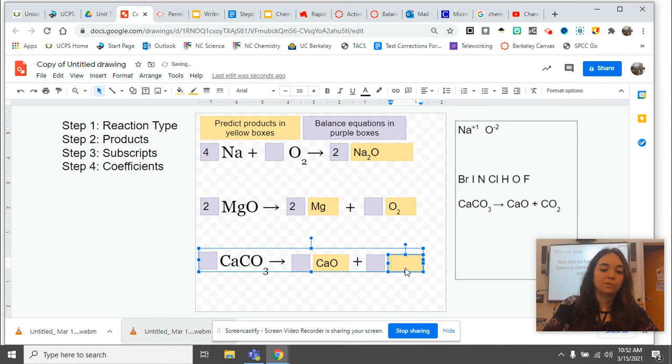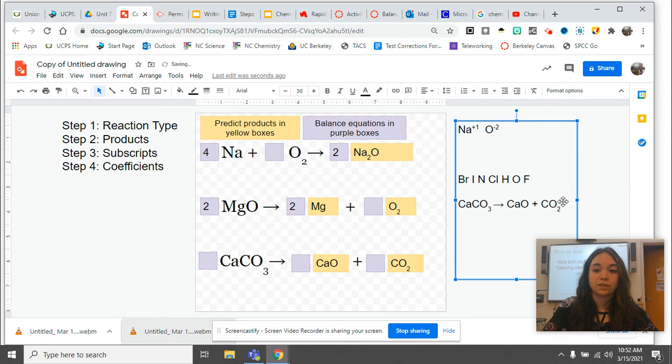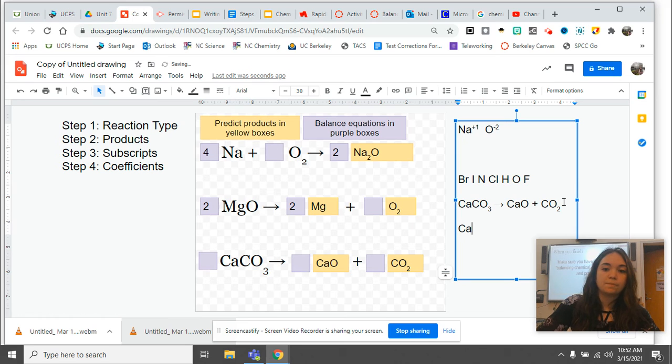Just like before, we formed a new compound now, CaO. So we need to make sure that that works out just like we did for sodium and oxygen. So down here, Ca has a charge of +2. Oxygen has a charge of -2. +2 -2 cancels out, so that's awesome. We don't have to add any subscripts.